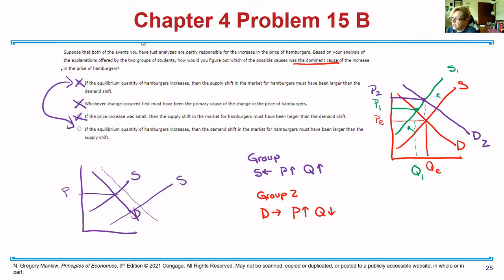All right, so let's match that up and look again at 1 and 4 here. If the equilibrium quantity increases, then the supply shift must have been larger than the demand shift. Okay, that appears true. If the quantity of hamburgers increases, then the demand shift must have been larger than the supply shift. No, that can't be the case, because here notice the quantity is going to go down, and they're saying the quantity went up. So the only statement that's actually true here is number 1.